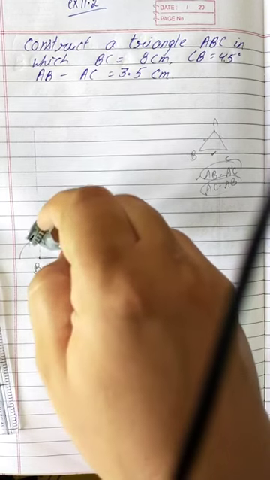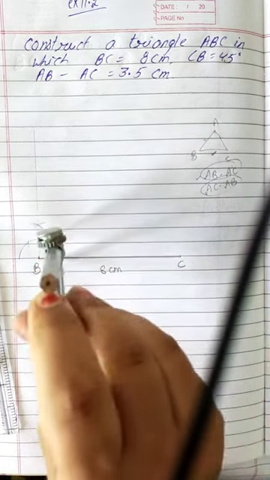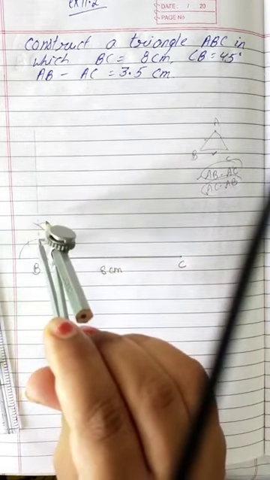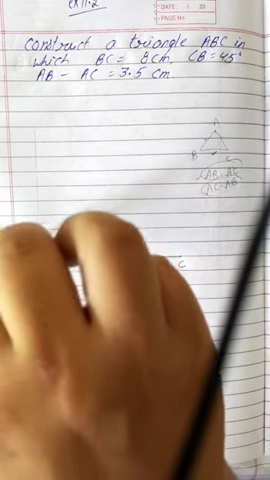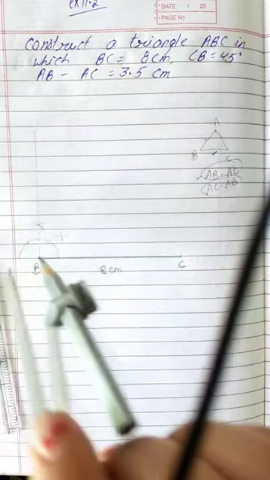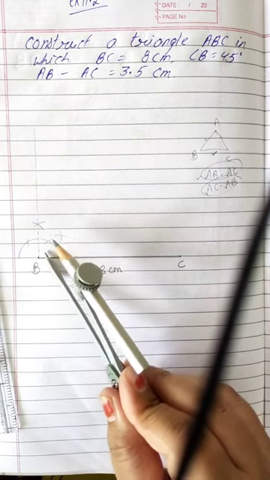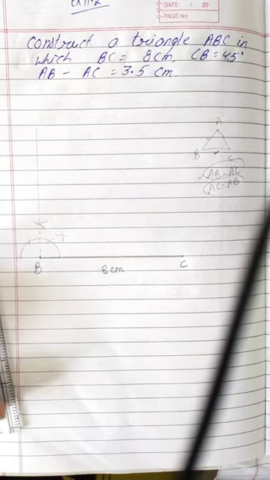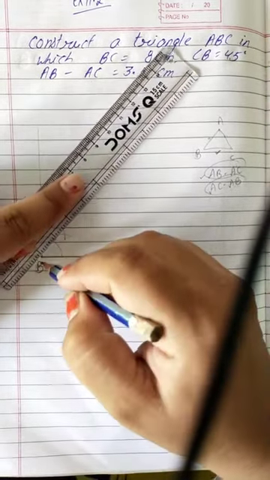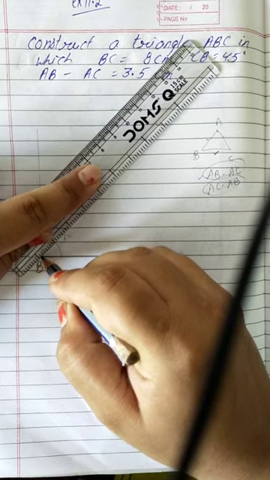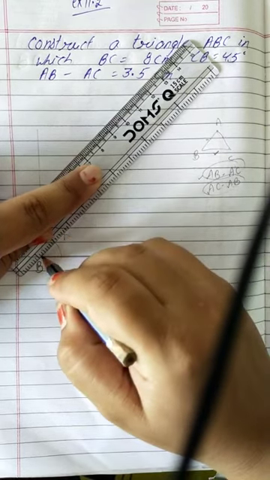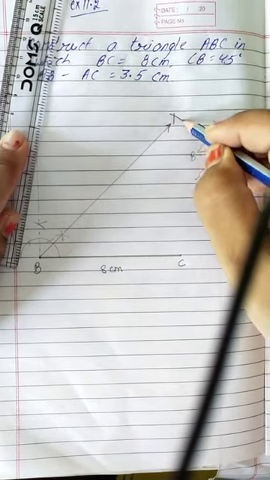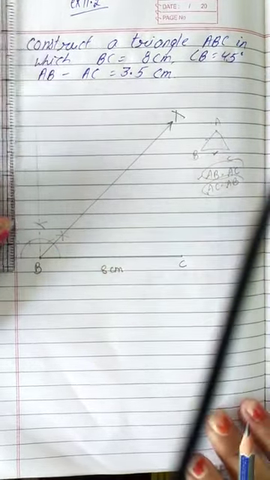Open it more than half and mark an arc. Same way, placing it here on 90, mark an arc with the same width. We'll get this intersection point. Now join it and we'll get 45 degree, which is required in this construction. So we'll get a ray BX. This BX is making angle 45 at B.